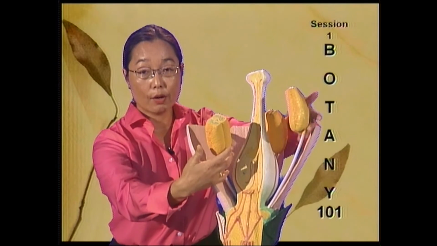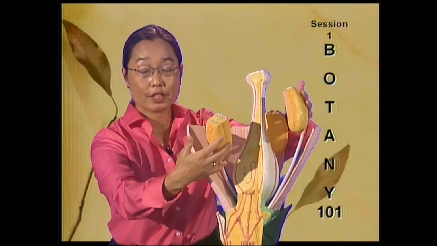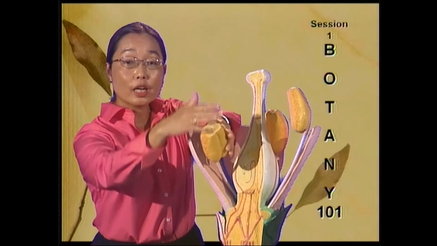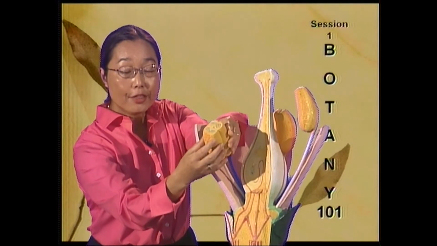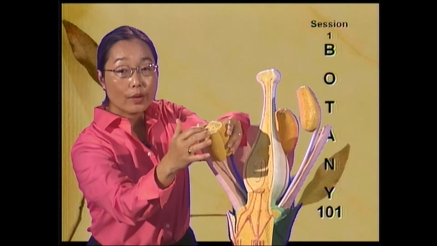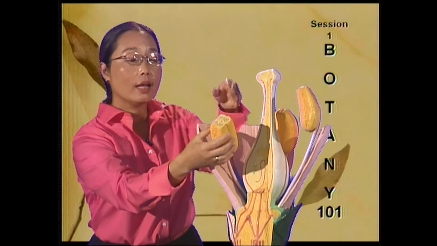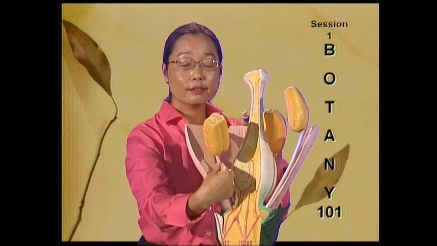Inside of the petals, here you have what they call the male part of the flower. These are called the stamens. Here we have a little cutaway in this part called the anther. Here you have pollen grains developing. And this part here is called the filament.